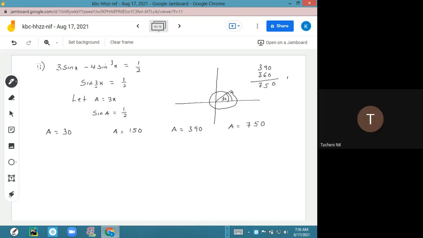Sorry, sir, what does the 3 have to do with anything? So the 3 is multiplying the x. So it means that instead of saying double angle, we're saying it's a triple angle. Okay. So what does it do with anything?